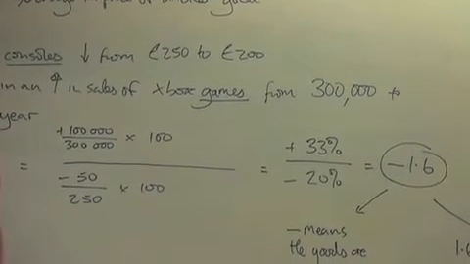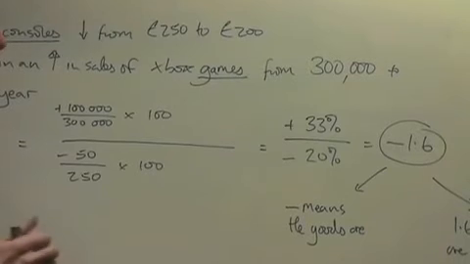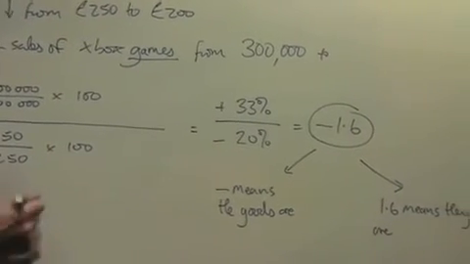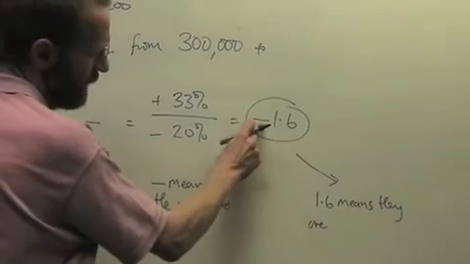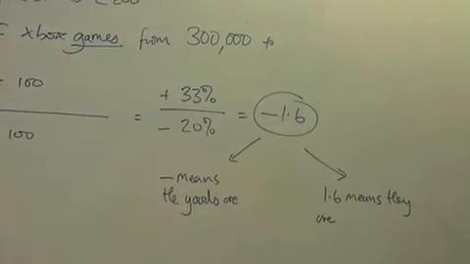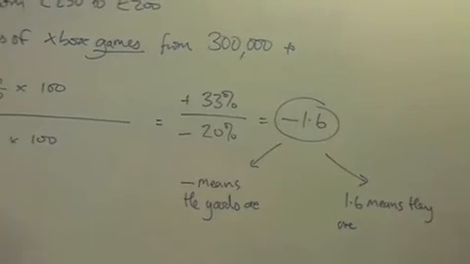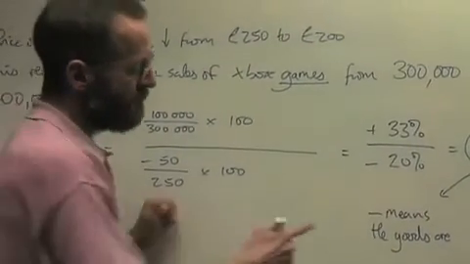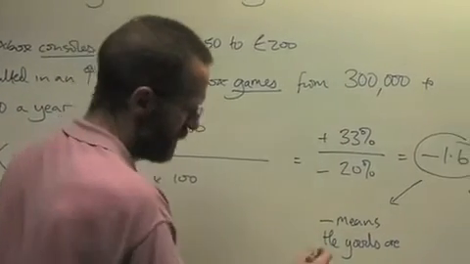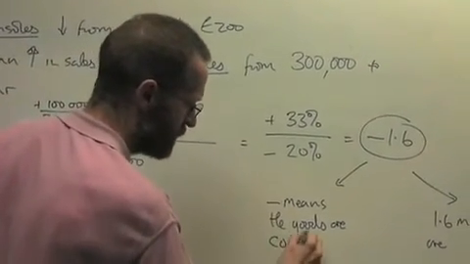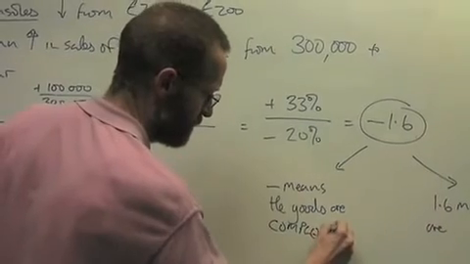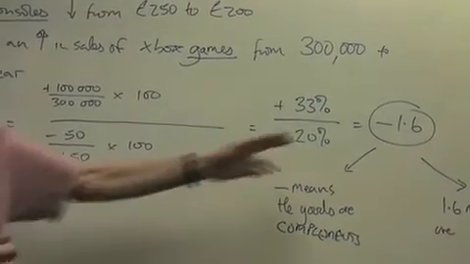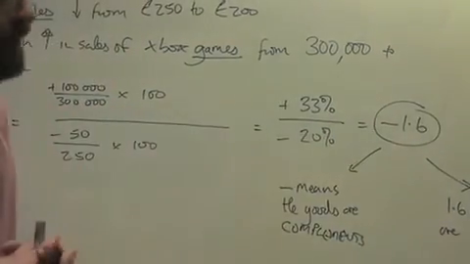Third stage, say something about what it means. Remember, you have to comment on the sign and the size. So the first thing to comment on is the sign. Now, this should be common sense. If you've got Xbox games and Xbox consoles, they are things that go together. So the minus sign indicates that the goods are complements.